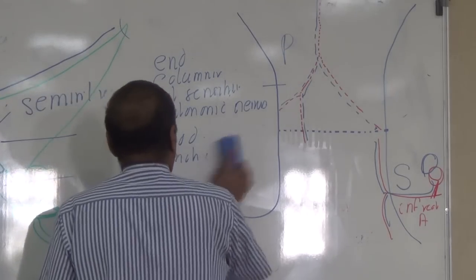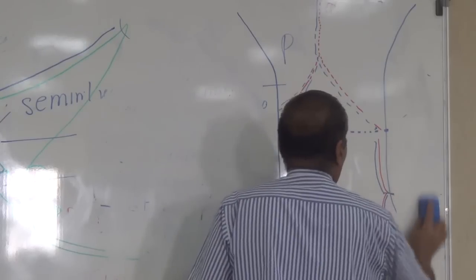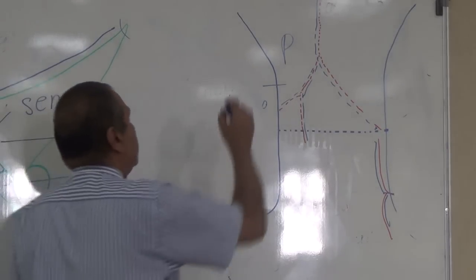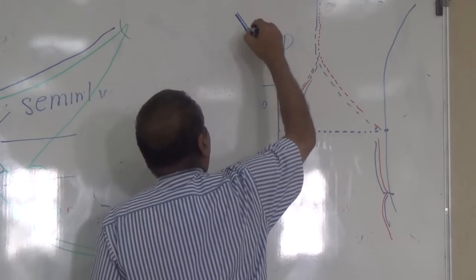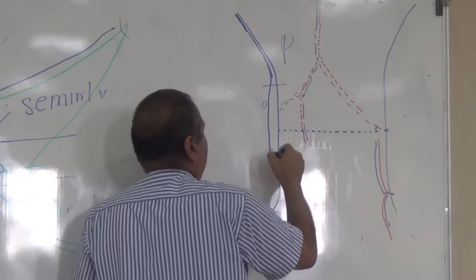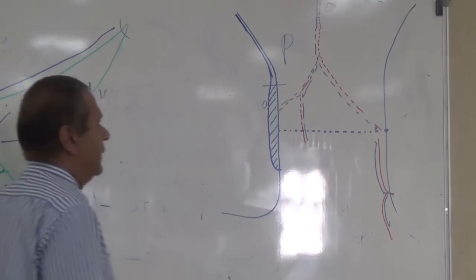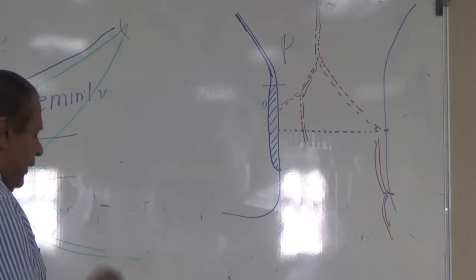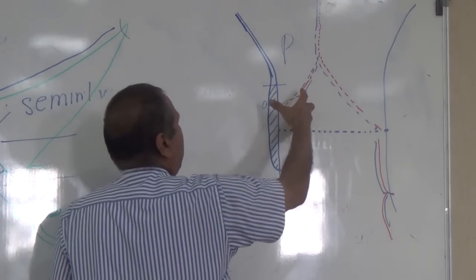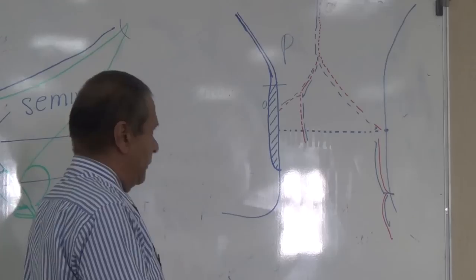The anal canal has a sphincter, the anal sphincter, which is divided into two parts: the internal anal sphincter and the external anal sphincter. The internal anal sphincter is nothing but an enlargement of the inner circular layer of the rectum. It becomes enlarged and forms the internal anal sphincter. It is smooth muscle, supplied by autonomic nerves, and involuntary.